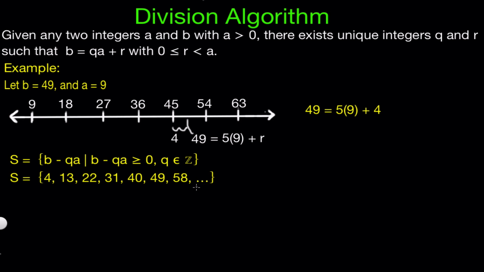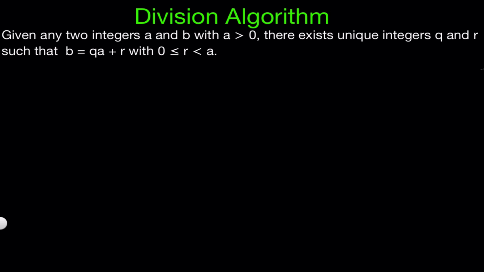This is really just the set of all possible non-negative remainders we would get when we subtract from b any multiple of a. We wrote the set this way because now it's clear to see that the least element in this set, which is 4, is the remainder that satisfies the division algorithm. Let's go ahead and start the proof of this.